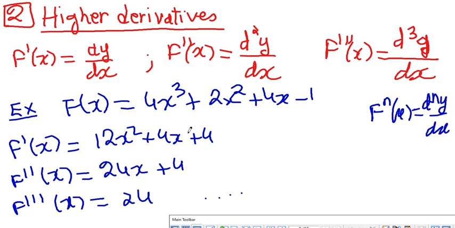Okay, now this is an example. This is a function. The first derivative is 12x squared plus 4x plus 4. The second derivative is 24x plus 4. And the third derivative is 24. If I want to take the fourth derivative, it's going to be 0. And all the other derivatives are 0.